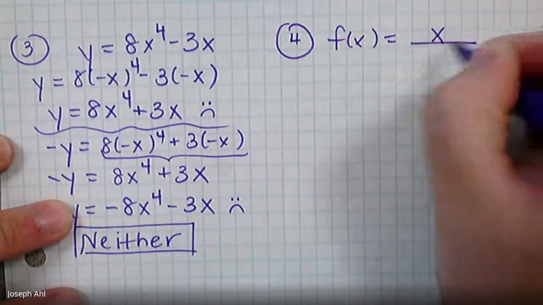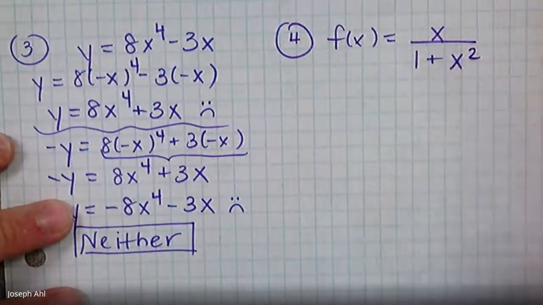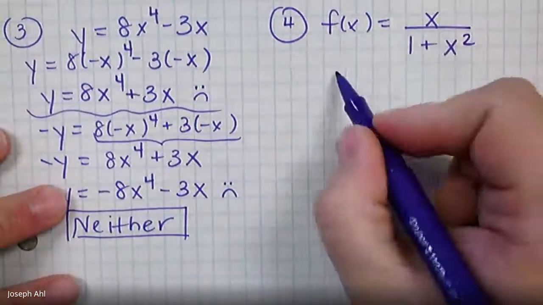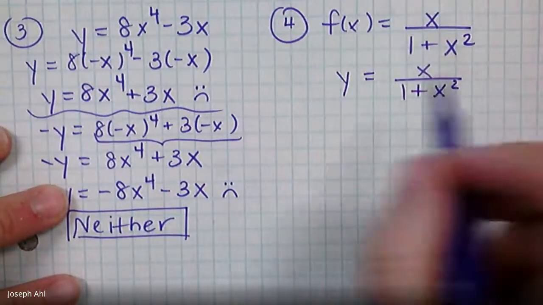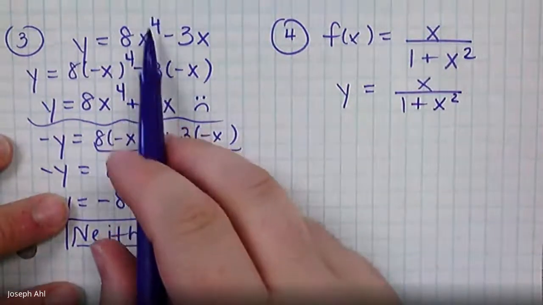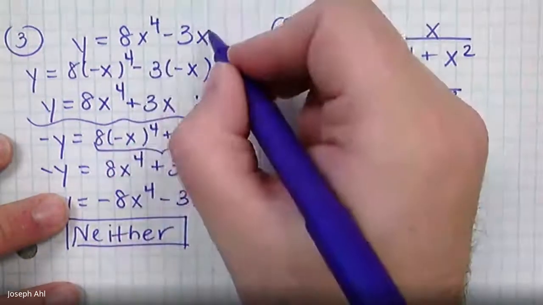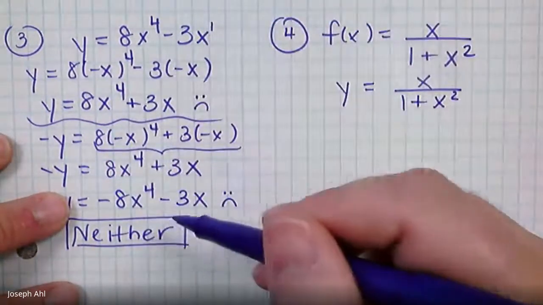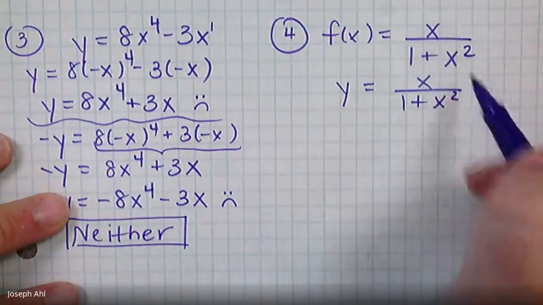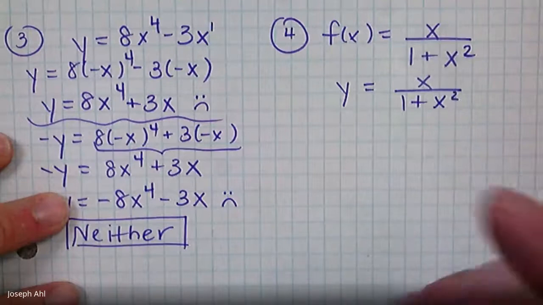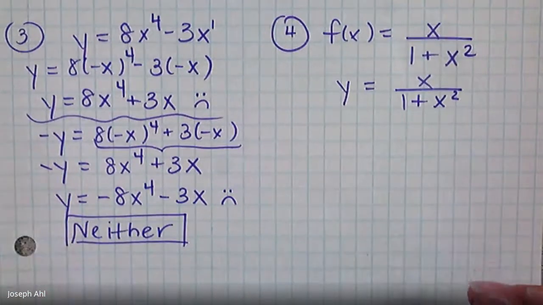f of x equals x over 1 plus x squared. All right, let's just do a quick y equals there to see what's going on. So here's the thing. In the last case, we had an even exponent of 4 and an odd exponent of 1, and that turned out to be neither. I don't know if that will happen in this one. We have an odd exponent on top and an even exponent on the bottom. We'll have to see what happens.